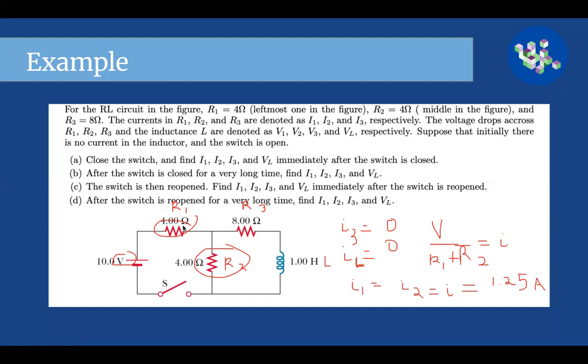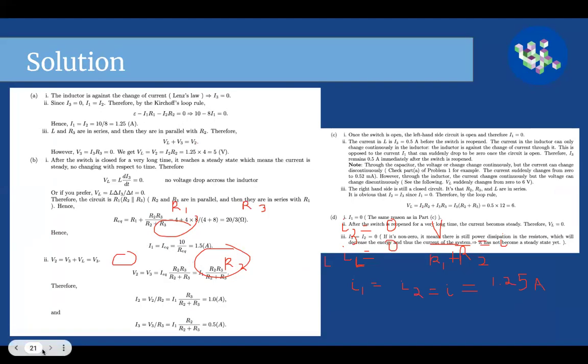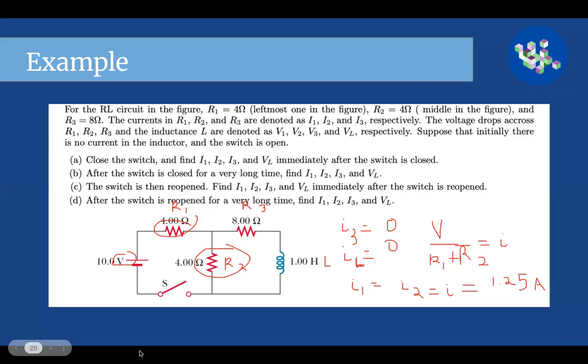All right, so the next question asks for when the switch is closed for a very long time. Find I1, I2, I3, and VL. So I'll let you think about this.